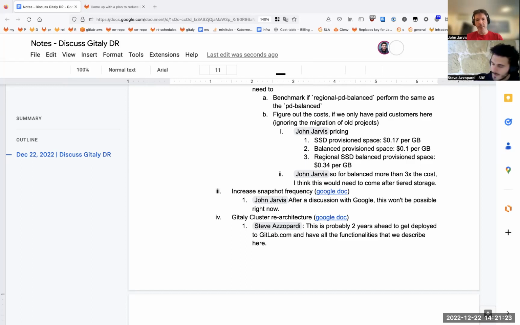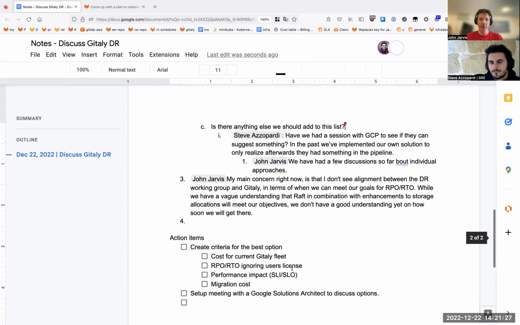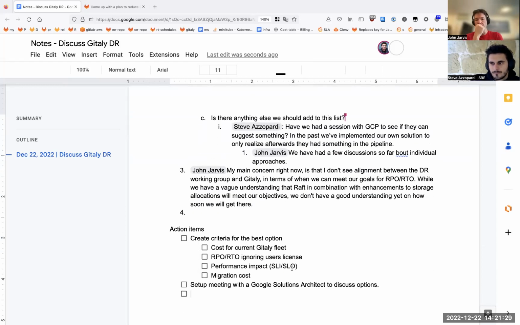Okay, sounds good. So I'm going to take the action to create the epic and add issues. I'll also add an issue for this meeting with the solutions architect so we can just track it. I'm expecting maybe some of this we can start in January, but it's definitely going to bleed into the next quarter. Yeah, for sure. Makes sense.